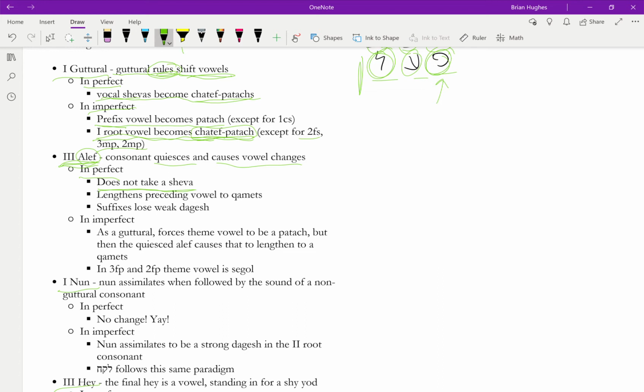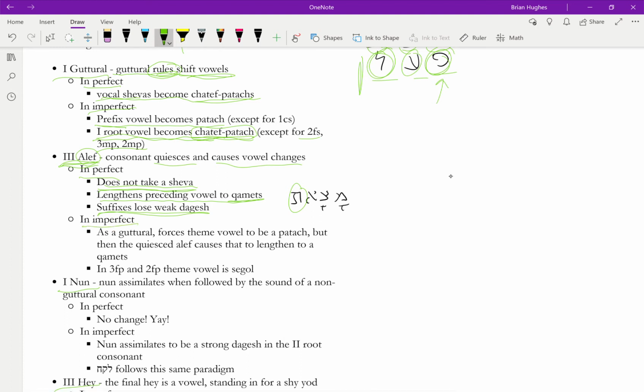katalta. Normally under that lamed, there would be a shva, but the alef just acts like it's not there, and so there's no shva there. And then it lengthens the preceding vowel to a kametz, and suffixes lose the weak dagesh that they had. So not a ton, although we pointed out that the hardest was the second feminine singular form, where you just get this tav without anything under it. So remembering that's a second feminine singular, that's probably the hardest.